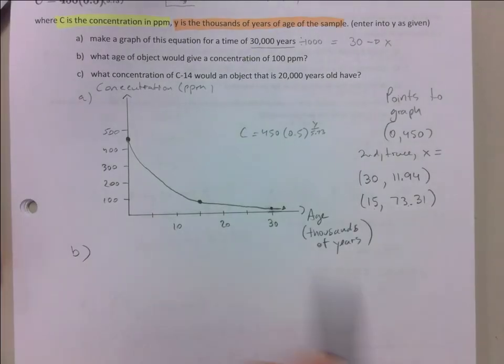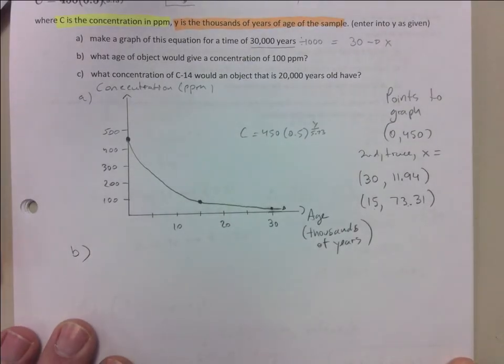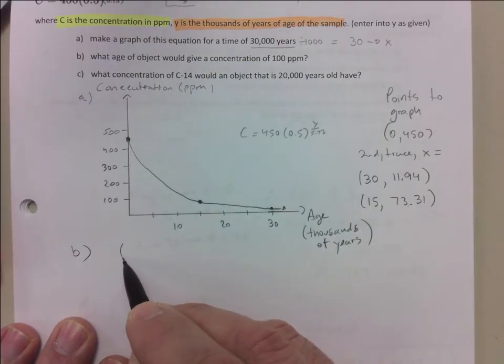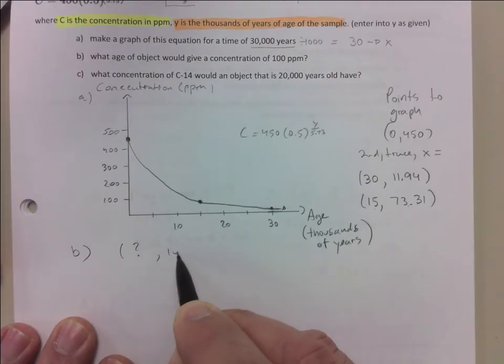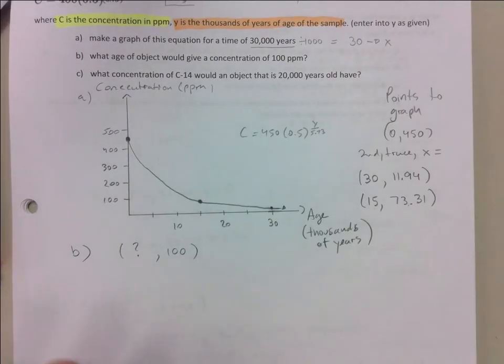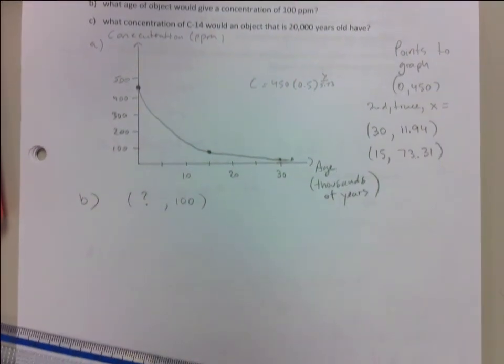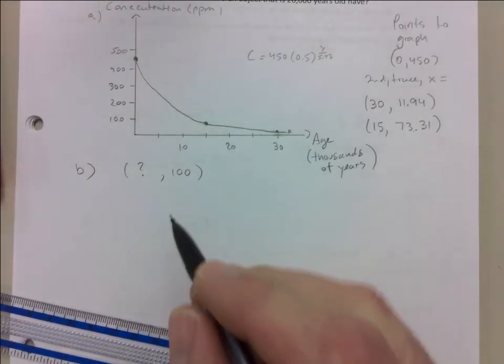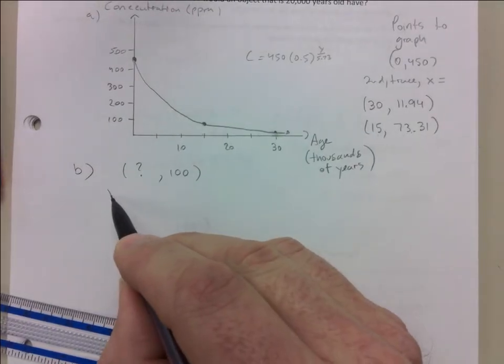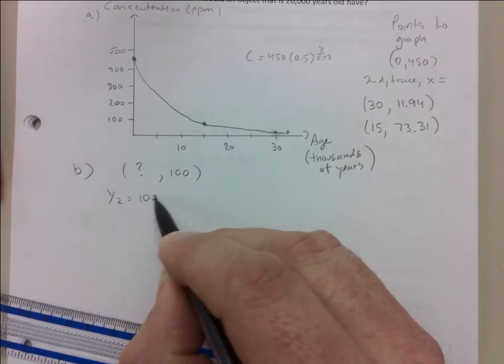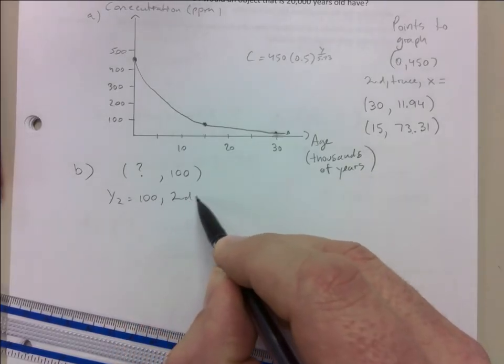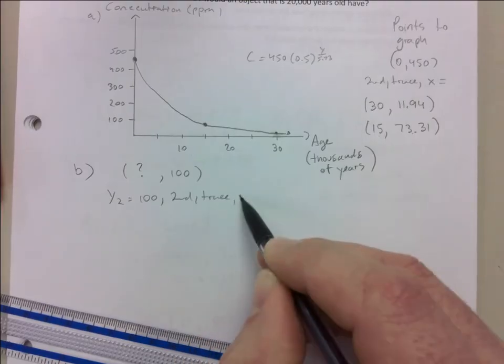Part B is asking for what age of the object would give a concentration of 100 ppm. Basically, what is the age when the concentration is 100? It just makes it so much easier if you can boil it down to that. And how do we find this? We let y2 is equal to 100, second trace, intersect.